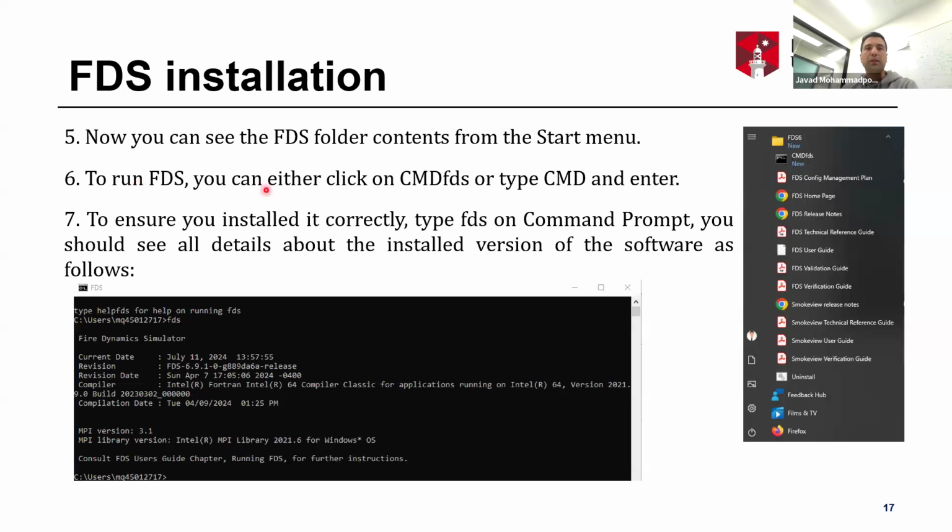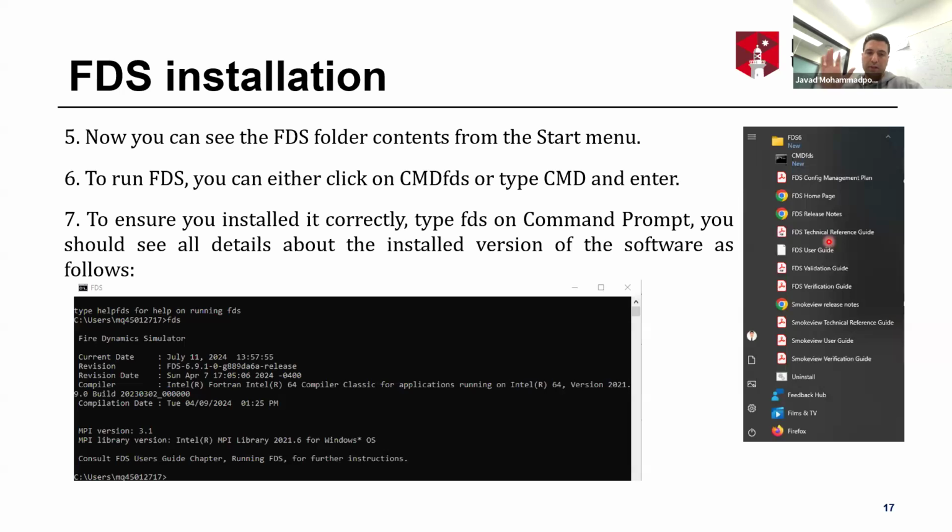If you go to the Start menu, and find the FDS6 folder, you can see several options and materials inside this folder. For example, we have the FDS technical reference and a user guide for the FDS. We have Smokeview and a user guide for Smokeview. But what is Smokeview?